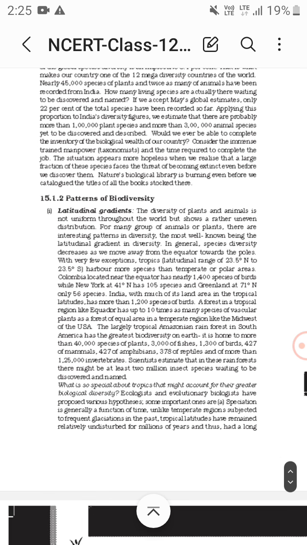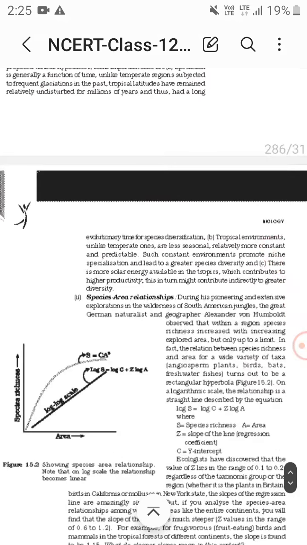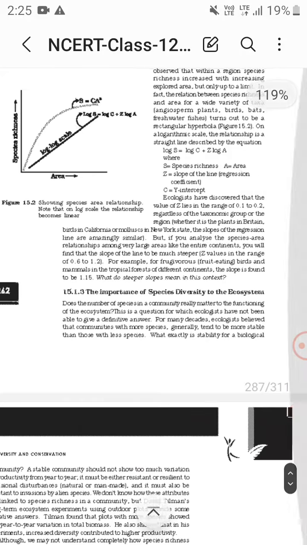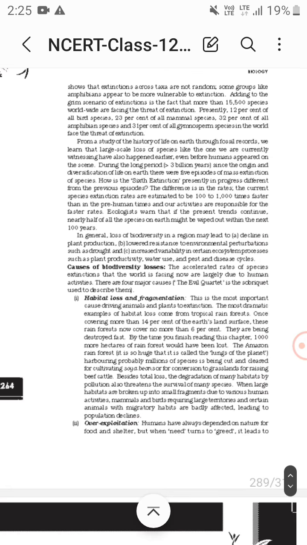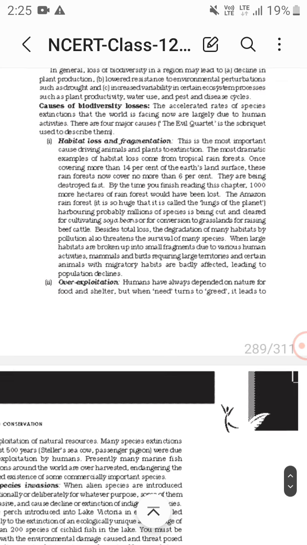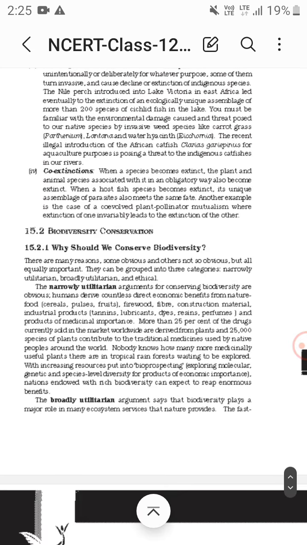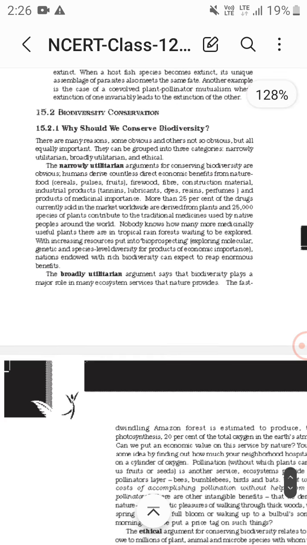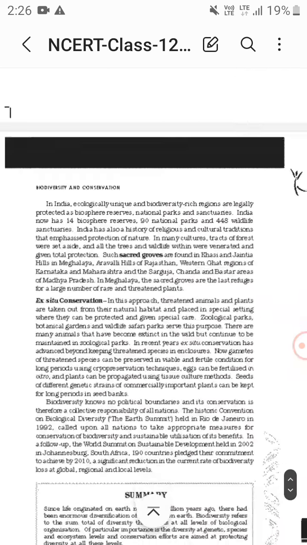And patterns of biodiversity: latitudinal gradients, species area relationship, the importance of species diversity to the ecosystem, the loss of biodiversity, causes of biodiversity losses, habitat loss and fragmentation, overexploitation, alien species invasions, co-extinctions, biodiversity conservation. Why should we conserve biodiversity and how do we conserve biodiversity?